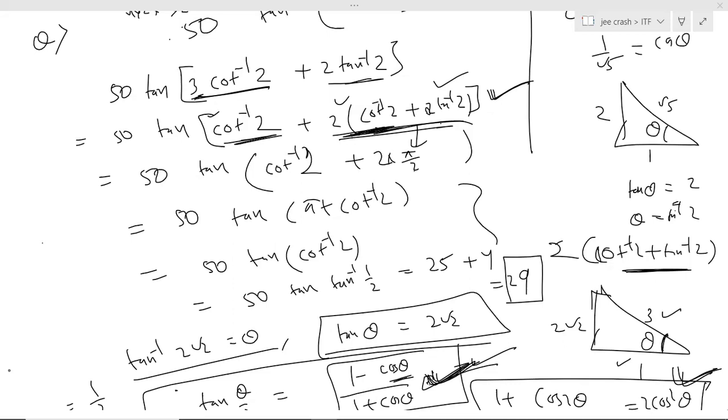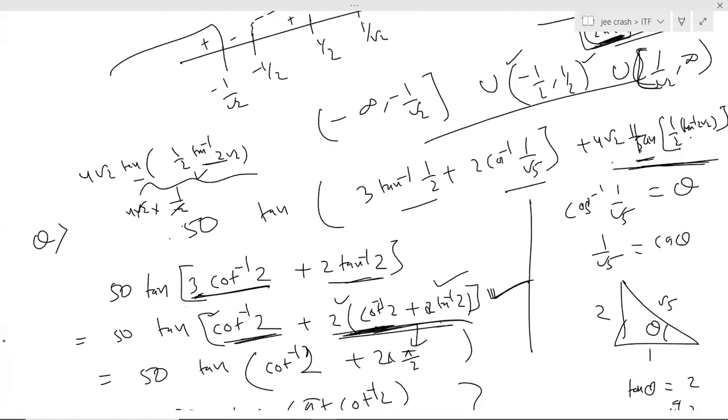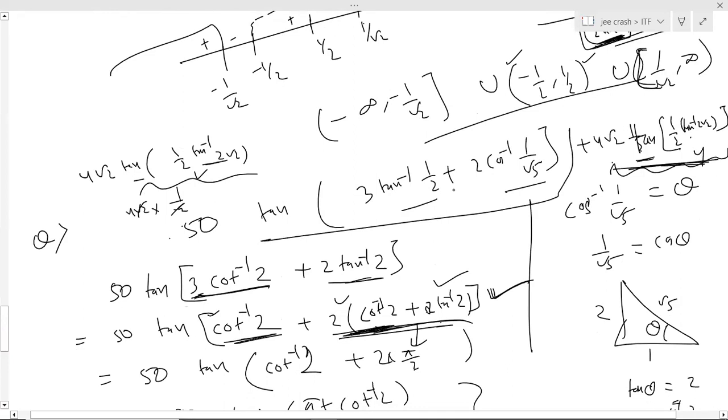So how did you get 25 plus 4? In the question, if you see, we had two parts, right? So after solving this part, I got 25. From this part, I got 4. So adding together, 25 plus 4.